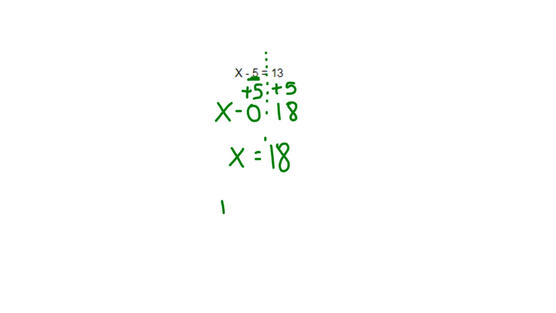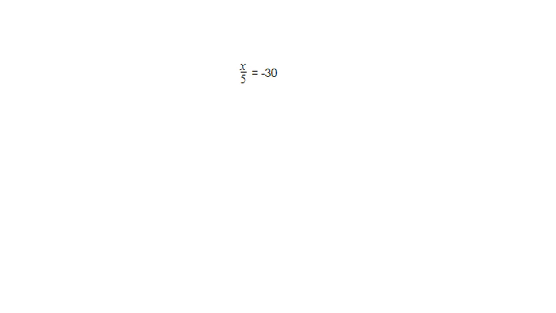And I can check this by plugging my x in. x minus 5 equals 13. Yep, we got 13 equals 13. That is, in fact, a true statement. So that's how we isolate our variable. Now we'll also see problems where we've got division. Remember this fraction, that's just a division sign. So I've got x divided by 5 equals negative 30.